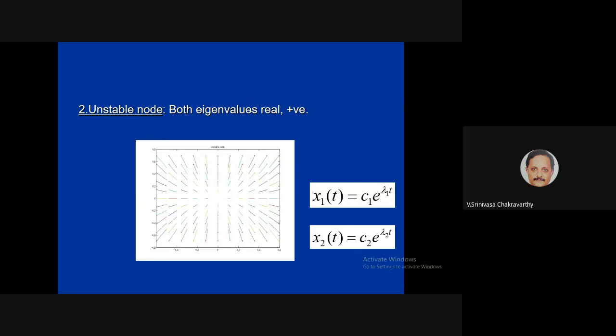Now the opposite happens when the eigenvalues are real and positive. So in this case, x1(t) is equal to c1 into e power lambda 1t, which is positive. So lambda 1 and lambda 2 are both strictly positive. So then what happens is this is not exponential decay, but exponential blow up. It blows up.